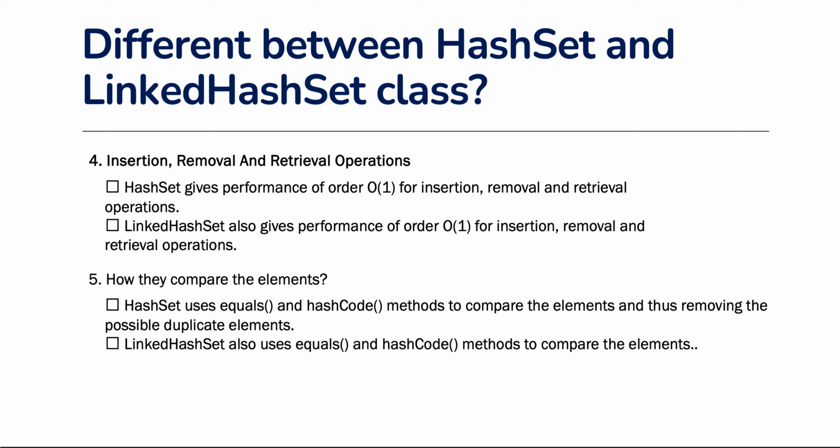Okay, so this is a kind of similarity between the HashSet and LinkedHashSet, not a difference. Both HashSet and LinkedHashSet also use the equals and hashCode methods to compare the elements, because the internal implementation is quite the same, just to remove duplicate elements, because both the classes are part of the Set interface. The Set interface property is that it is not going to allow duplicate elements. And how does it do that? It internally compares using the hashCode method and equals method.